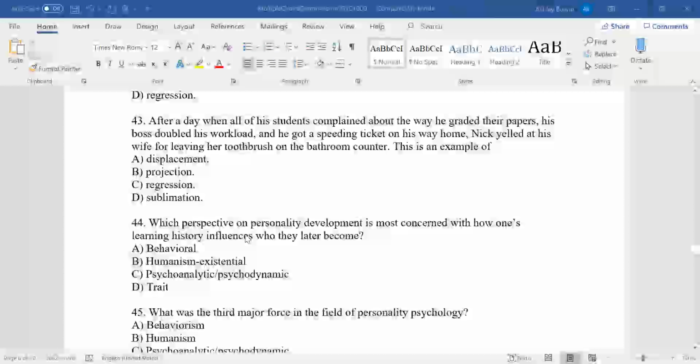So 41. Some authors relate Freud's personality structure to an iceberg, saying that the blank is completely submerged in our unconscious. So is that the A id, B ego, C superego, or D defense mechanisms? A. Right, so you guys are correct. The answer is A. The id is the part of our personality completely submerged in our unconscious.